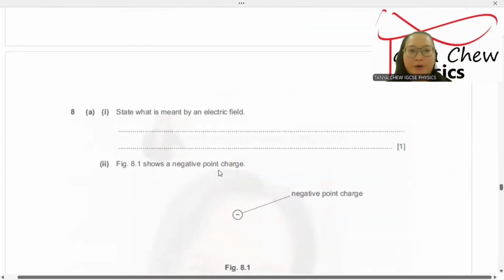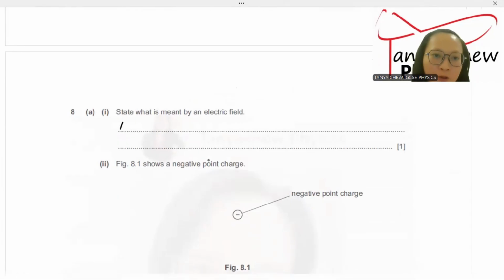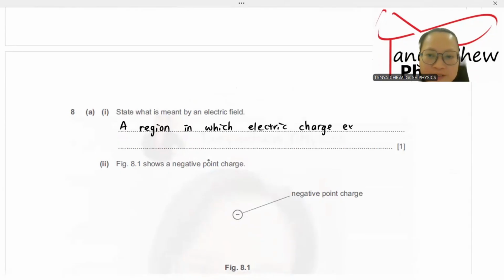Now, question number 8. State what is meant by electric field. A field is a region in which an electric charge experiences, because electricity is about charge, experiences force, or you can write electric force.